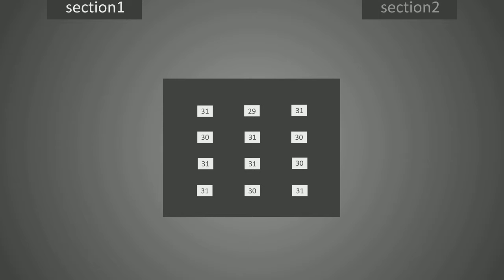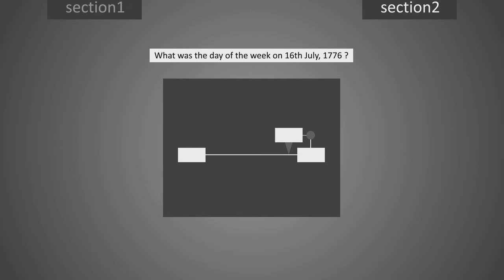Let's move to section 2, problem 1. What was the day of the week on 16th July 1776? Well, to find the day on that date, we have to start somewhere and work our way up to it. So you can select any starting point. I'm selecting the current year 2017 as my starting point. Now let's see how much the gap there is in between 1st Jan 2017 and 16 July 1776. It's 240 years, 5 months, 15 days.